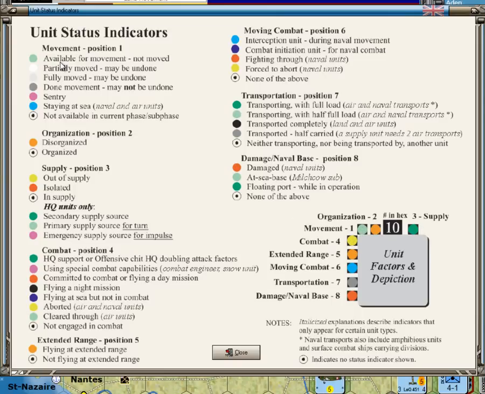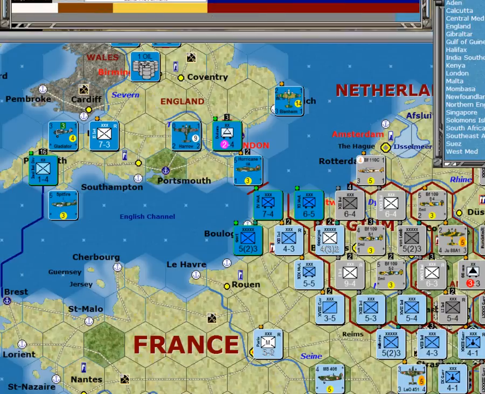The green dot in the upper left means that it's available for movement. This orange dot in the second position means the unit is disorganized. This dot on the right-hand side is a supply status, and it's either out of supply or isolated, and the headquarters units will show that it's a primary, secondary, or an emergency supply source. If you don't see any dot, then the unit's in supply and there are no problems. When you need to know what the status indicators are, this page is available to explain them all.